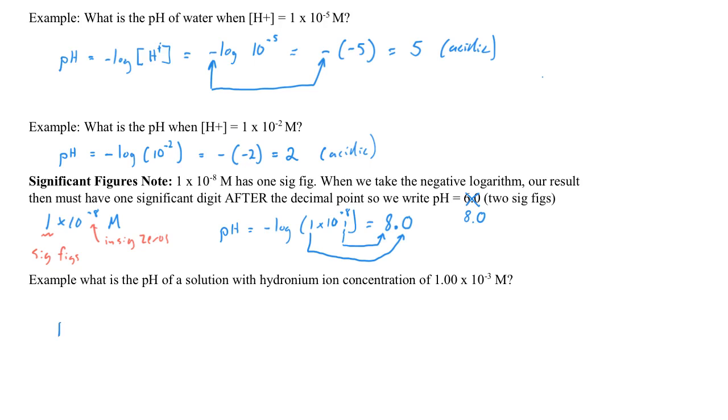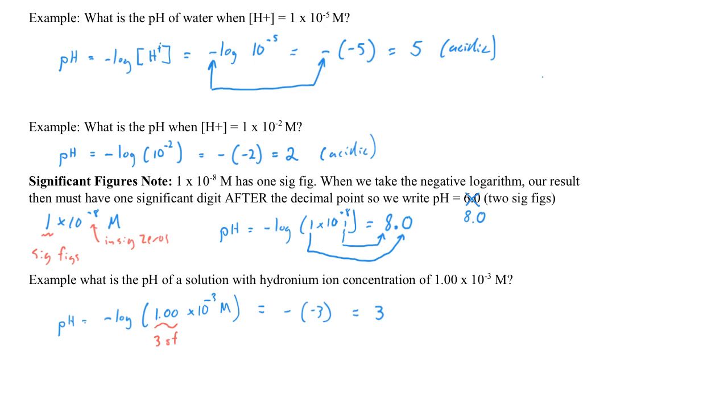What is the pH of a solution with hydronium ion concentration of 1.00 × 10 to the -3 molar? So first we notice that there are 3 significant figures in the concentration. Next we have to evaluate the logarithm. To what power do we have to raise 10 to get 10 to the -3 back? Well, we would have to raise it to the -3rd power. And the negative log of -3 is 3.